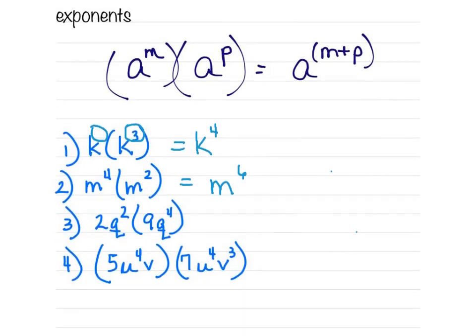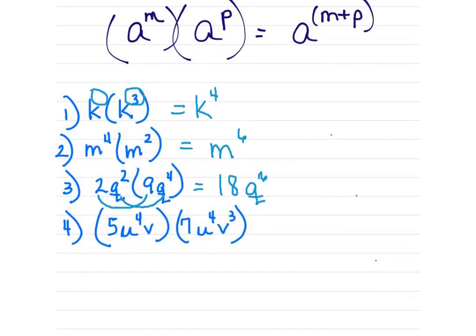Number 3, 2q squared times 9q to the 4th power. You would first multiply the coefficients. 2 times 9 is 18. And then let's multiply q squared times q to the 4th. And let's recall that when we're multiplying powers that have the same base, we'll add the exponents. So it would be q to the 6th power. Therefore, the answer is 18q to the 6th power.